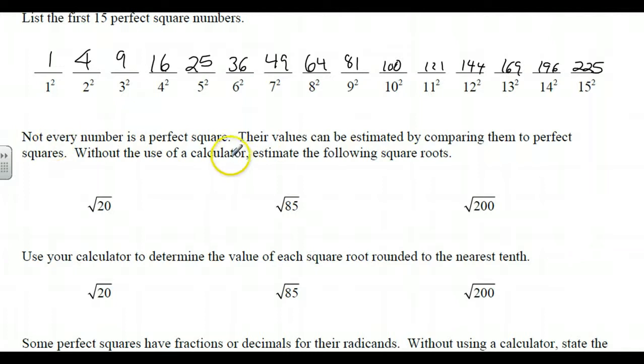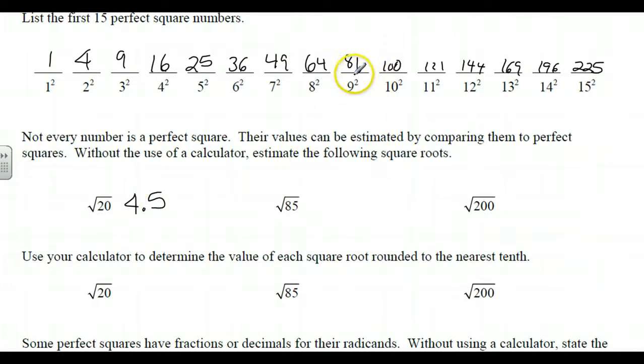But not every number is a perfect square. Their values can be estimated by comparing them. So without a calculator, estimate the following. So the root of 20 is between 16 and 25. So we know it's between 4 and 5. And it's 4 units from 16, and it's 5 units from 25, so it's going to be in about the middle. So let's estimate that at 4.5. Okay, and I'm not going to estimate to like 6 decimal places or anything, we'll only estimate to 1.